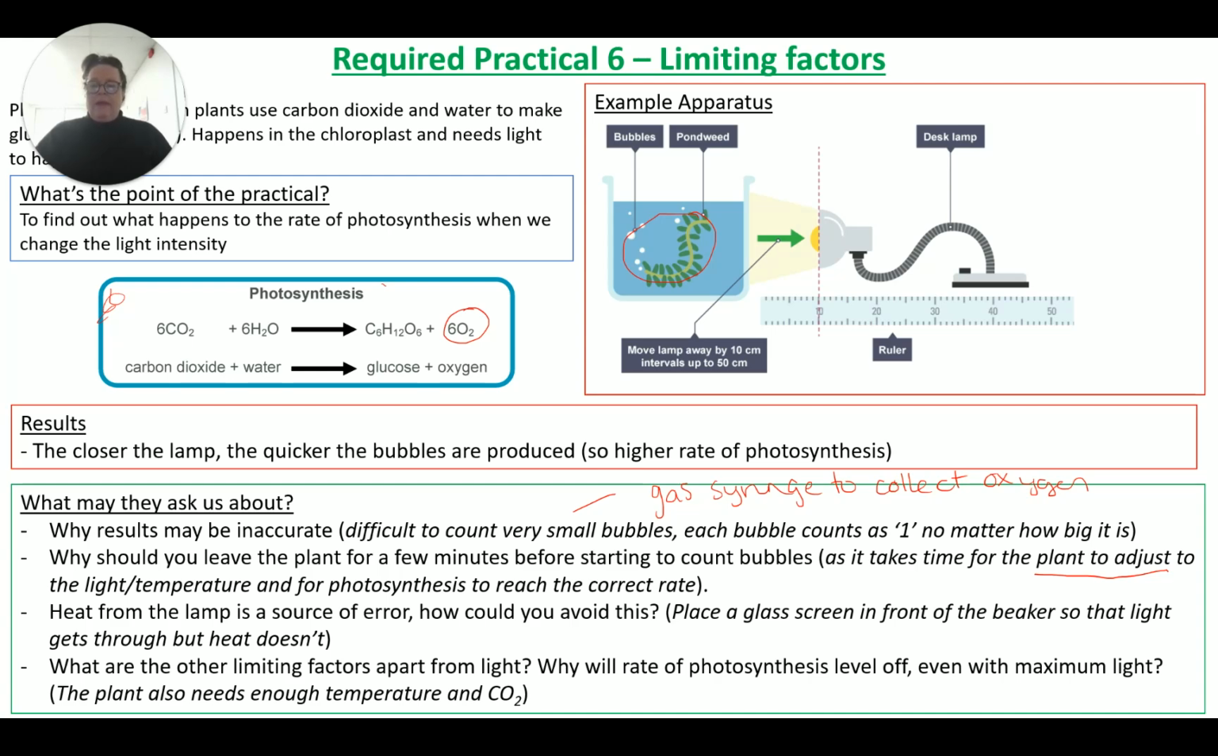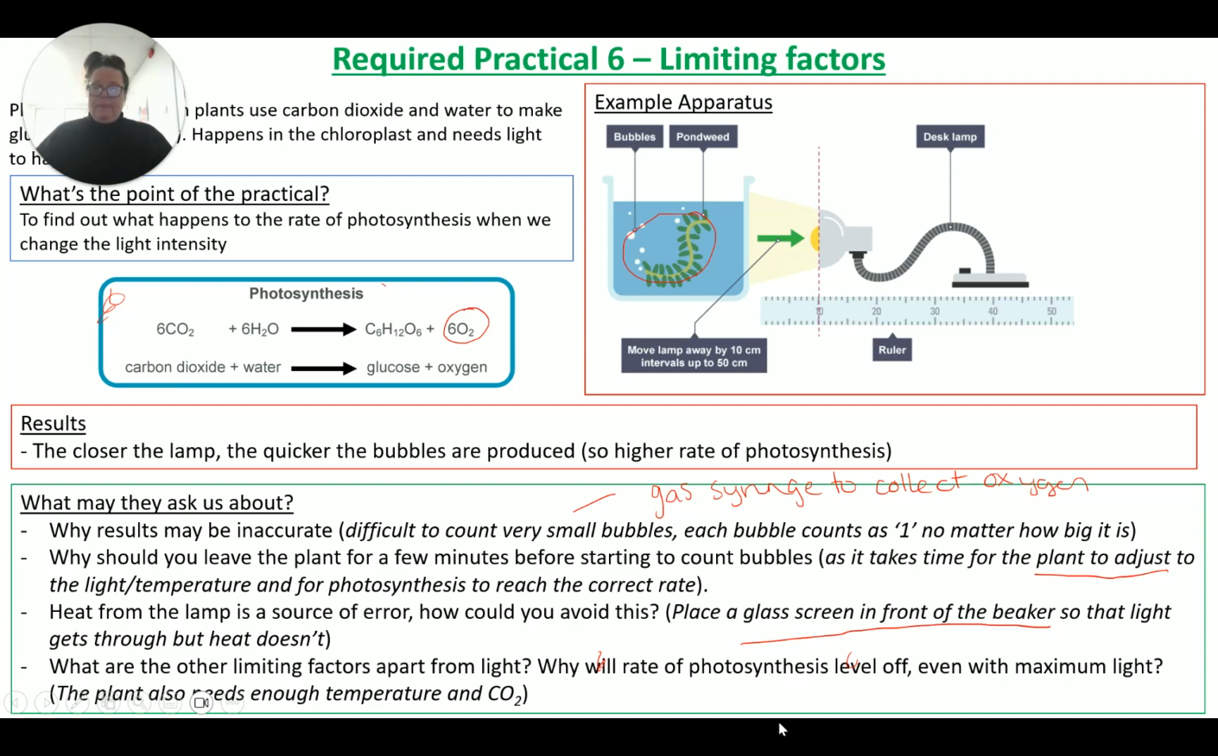The other thing they ask about is heat from the lamp is a source of error. How do we avoid this? Because obviously if it's warming up, the rate's going to increase as well, which is, we're not controlling that temperature. So you could say something like, place a glass screen in front of the beaker, so the light gets through, but heat doesn't. You could use an LED lamp because they don't give out heat.